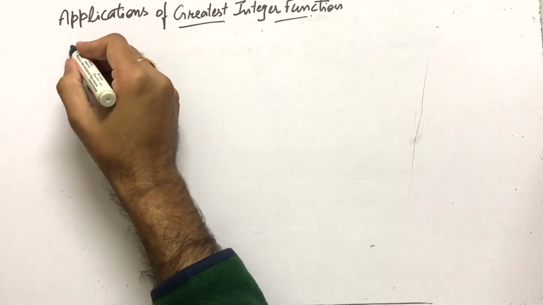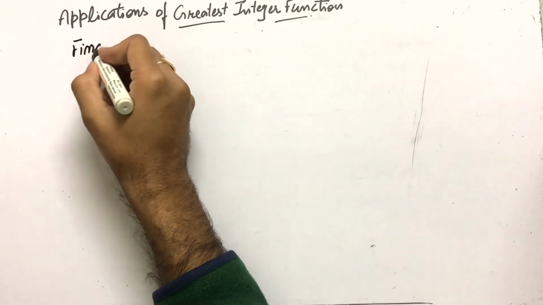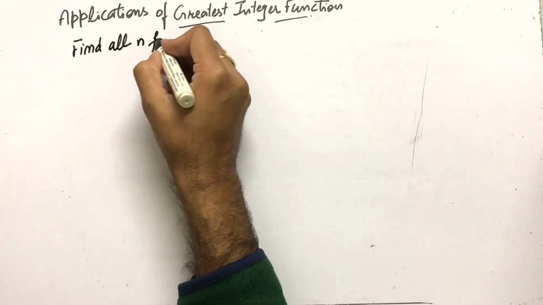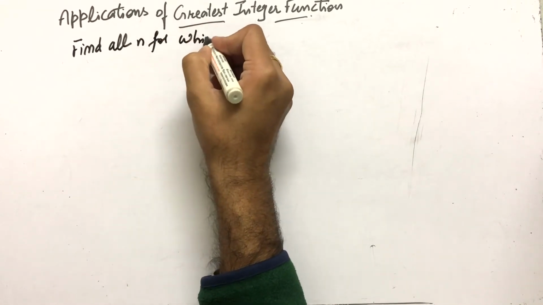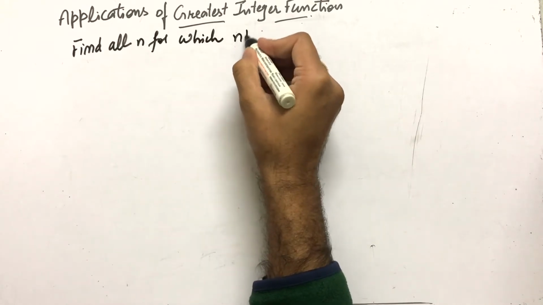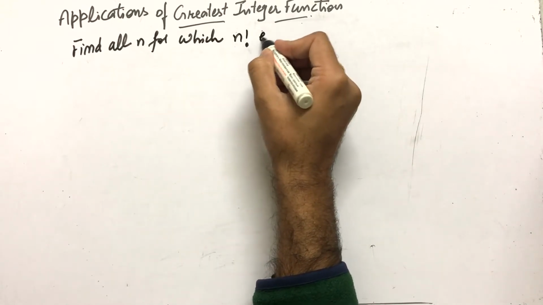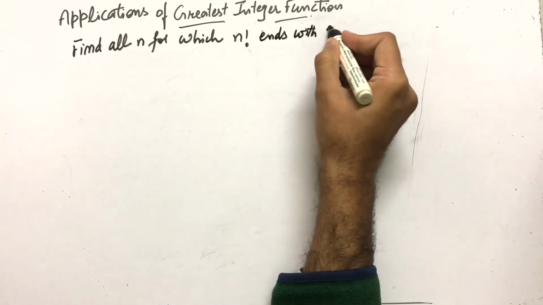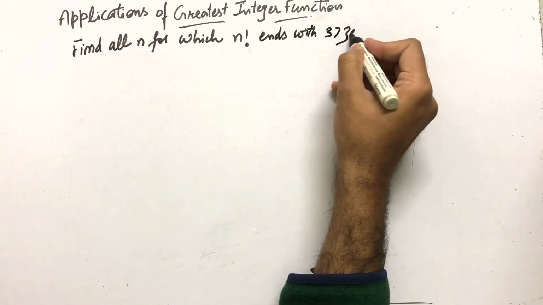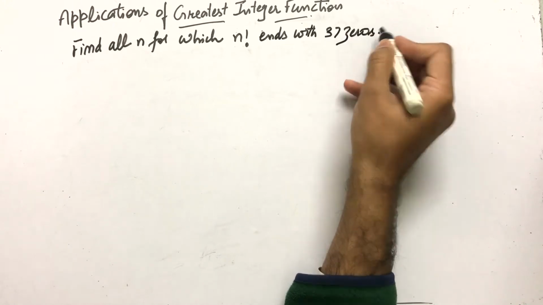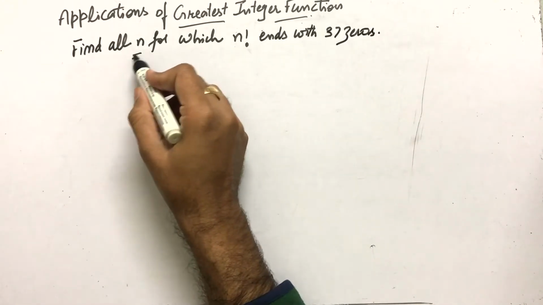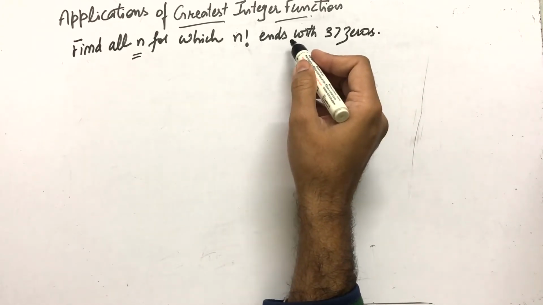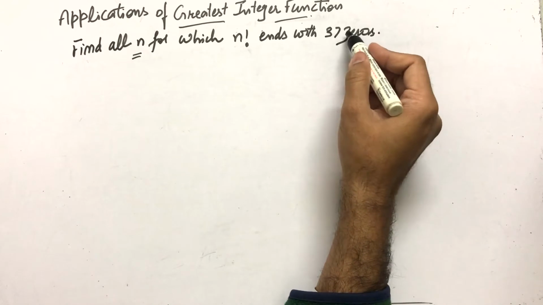Next question is, find all n for which n factorial ends with 37 zeros. So we have to find the value of n for which n factorial ends in 37 zeros.